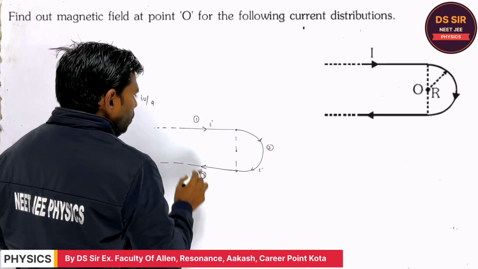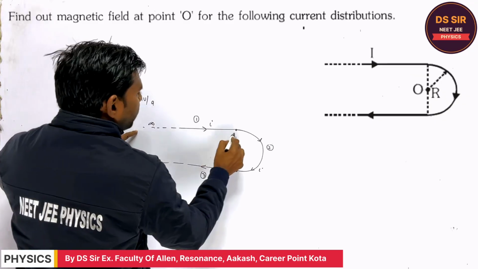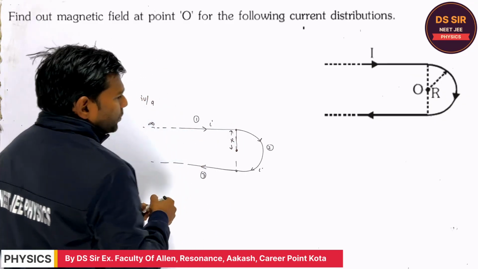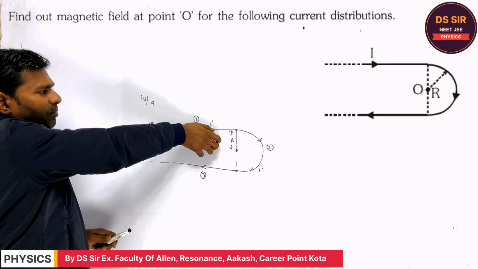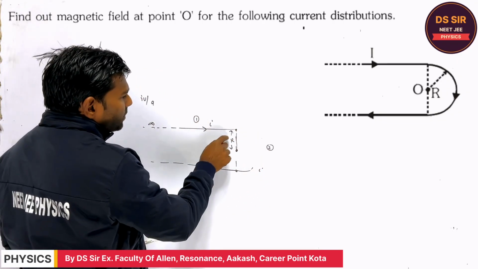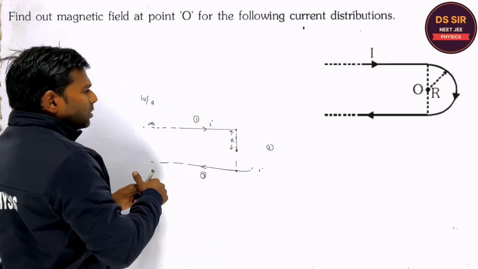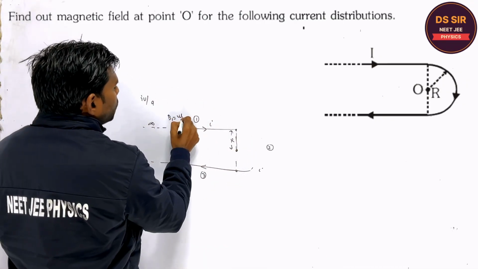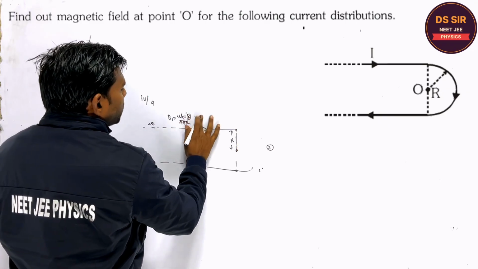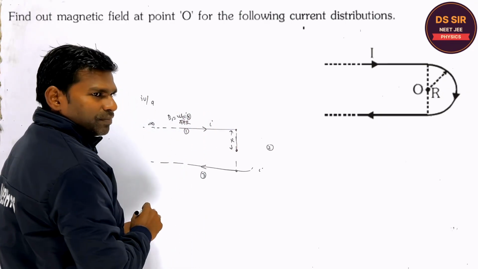Yes. So if this is the semi-infinite wire, this is the point, the distance is r. So because of this wire, magnetic field at this point, if you consider only the first part, magnetic field is into the board. So B1 is mu naught I upon 4 pi r into the board, right? This is the first part.